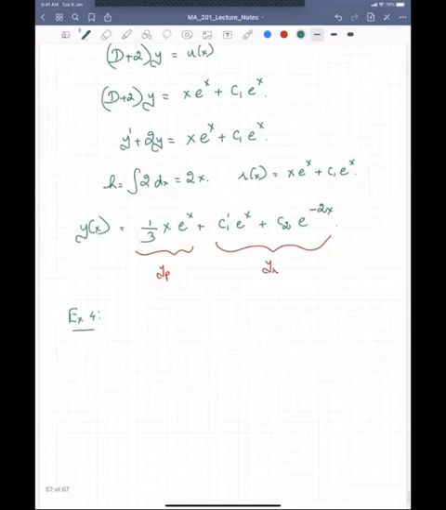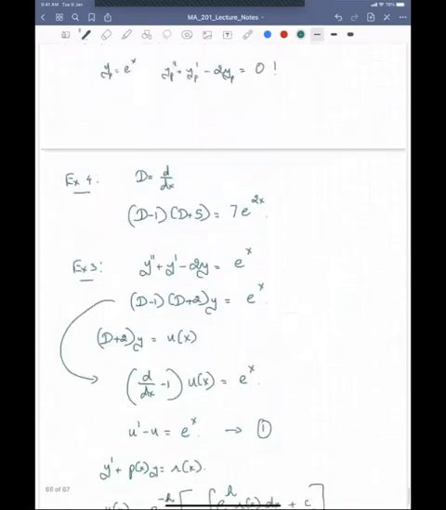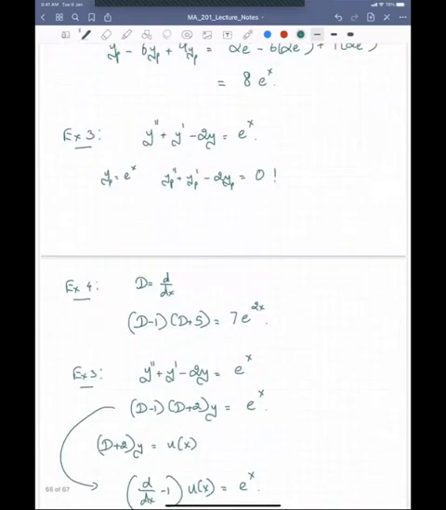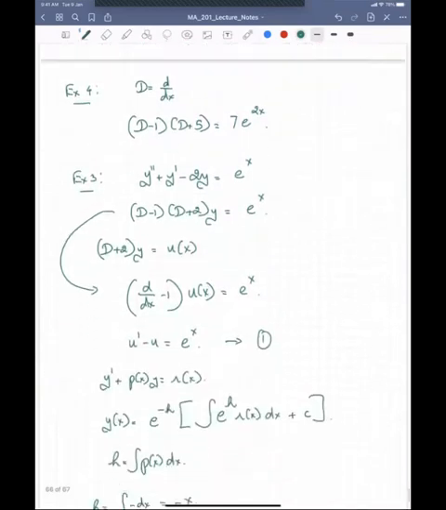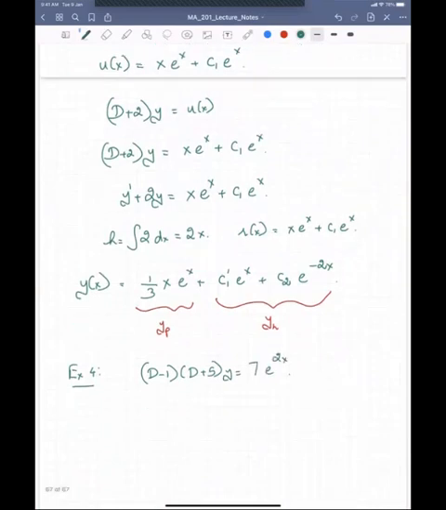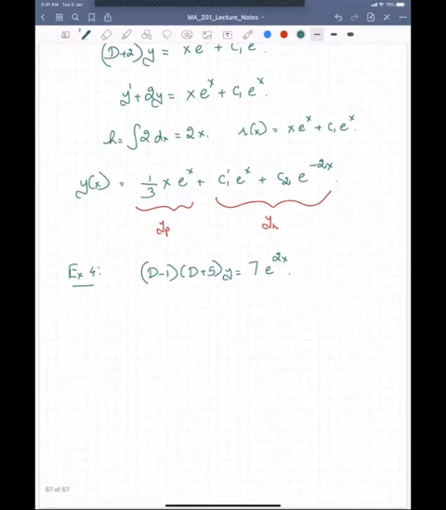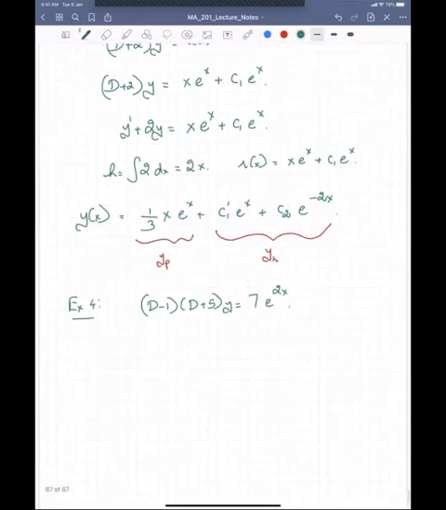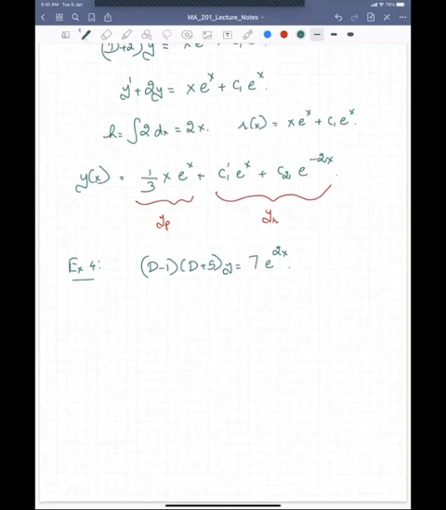Okay, so let us go back to the other example that I wrote down for you. And I strongly encourage all of you to work this example out yourself. I'll give you the solution. D minus 1 times d plus 5 applied to y is 7 e to the 2x. If you don't want 7, you can just make it 1. It doesn't matter. The 7 is not important. The 2x is important. The solution for the homogeneous part again is very obvious to you. It is e to the x and e to the minus 5x, right? So the question is, what is the particular solution?